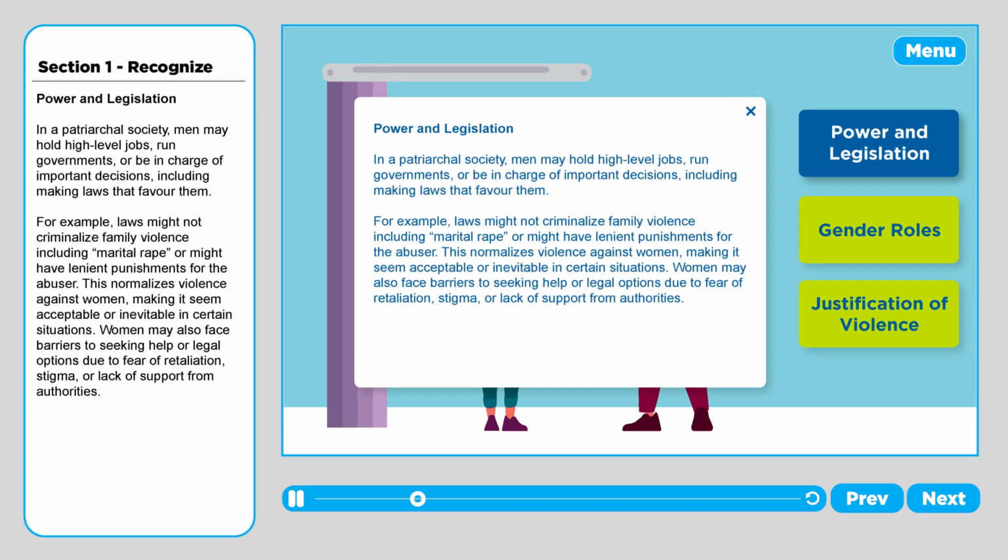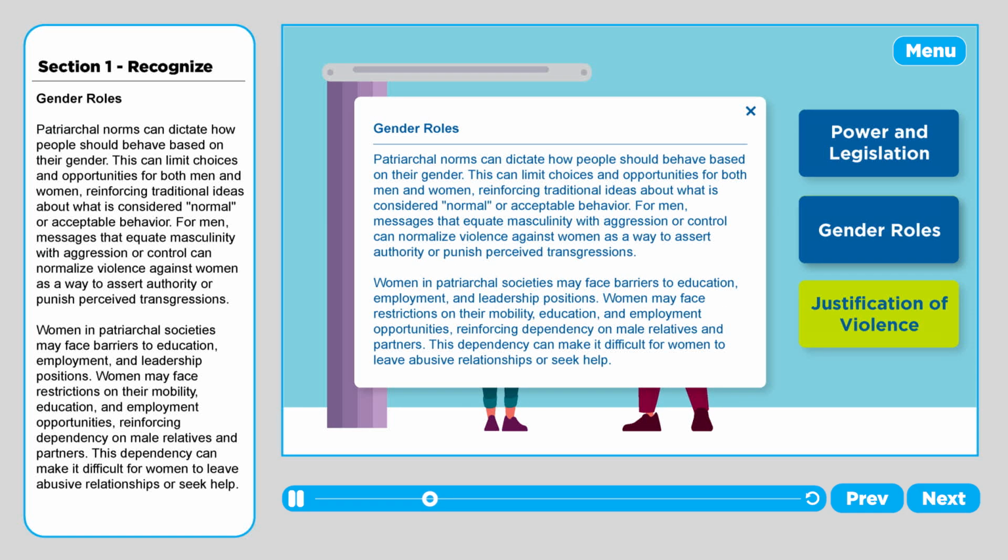Power and legislation. In a patriarchal society, men may hold high-level jobs, run governments, or be in charge of important decisions, including making laws that favor them. For example, laws might not criminalize family violence, including marital rape, or might have lenient punishments for the abuser. This normalizes violence against women, making it seem acceptable or inevitable in certain situations. Women may also face barriers to seeking help or legal options due to fear of retaliation, stigma, or lack of support from authorities.